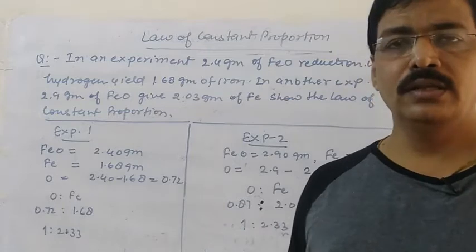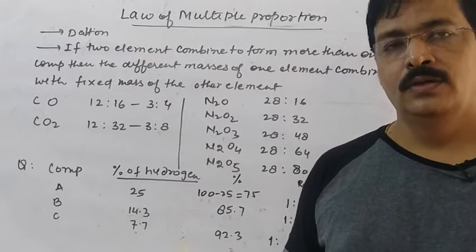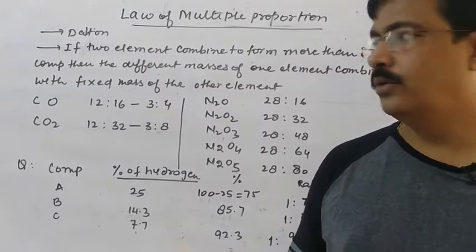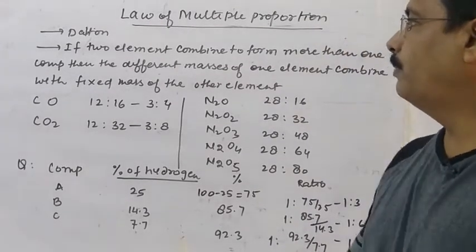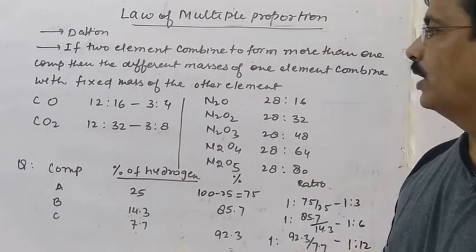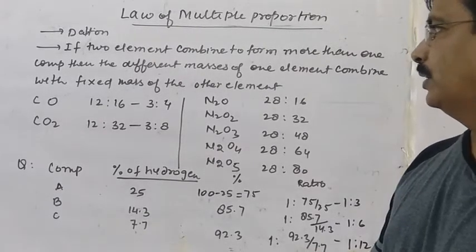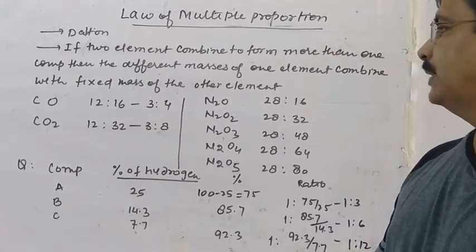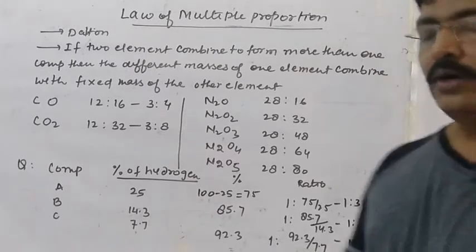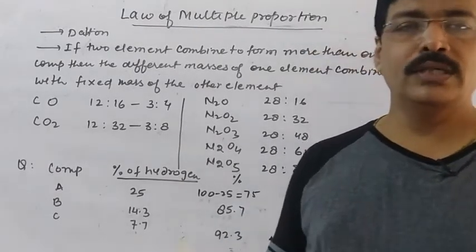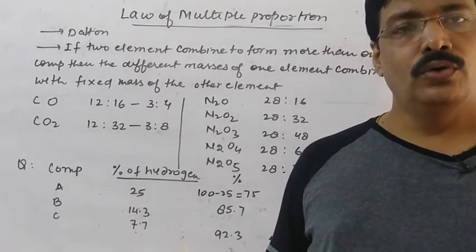Now student, we come to the next one, the law of multiple proportion. The law of multiple proportion was given by Dalton, and he explained that if two elements combine to form more than one compound, the different masses of one element always combine with a fixed mass of the other element.